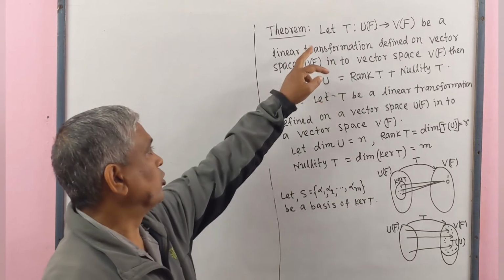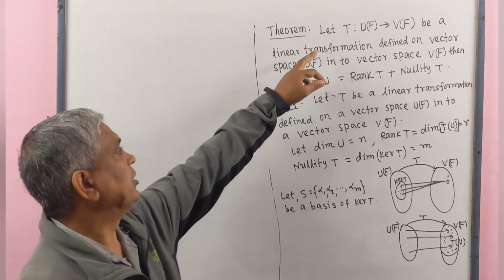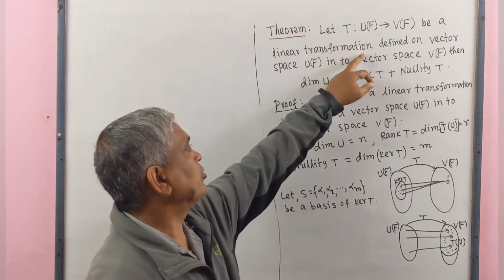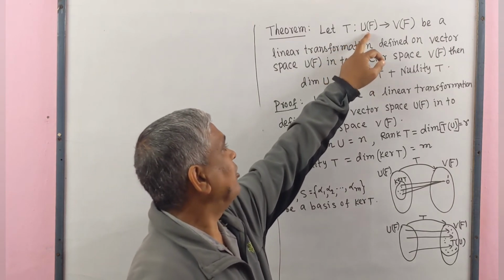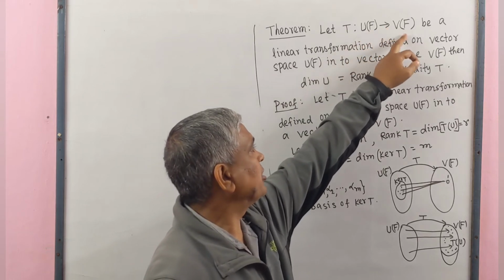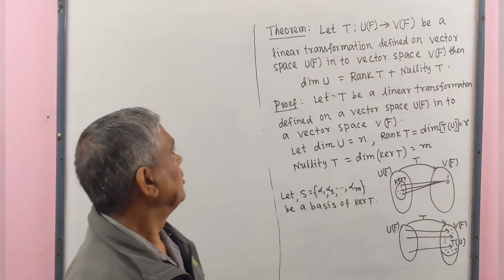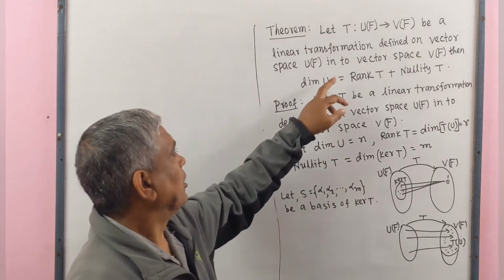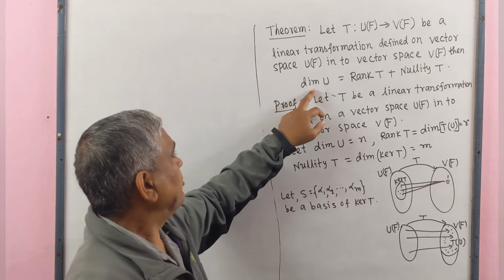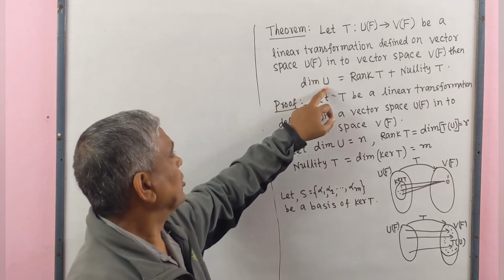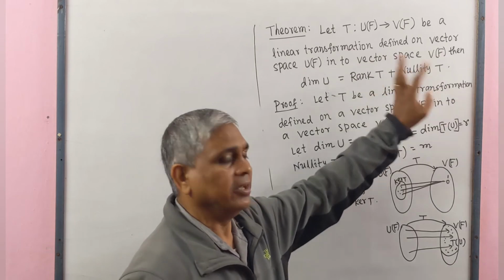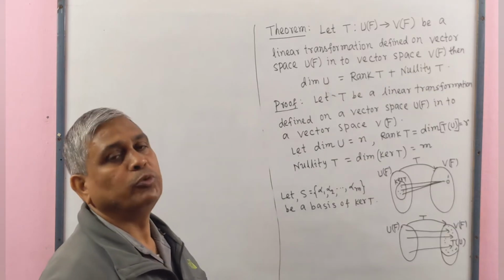Now we prove a theorem. Theorem is, let T be a linear transformation defined on a vector space U(F) into vector space V(F). Then dimension of U equal to rank T plus nullity T. Now we prove this.